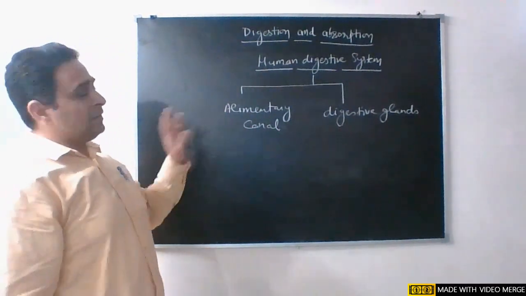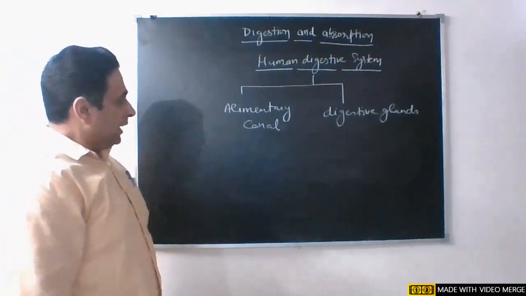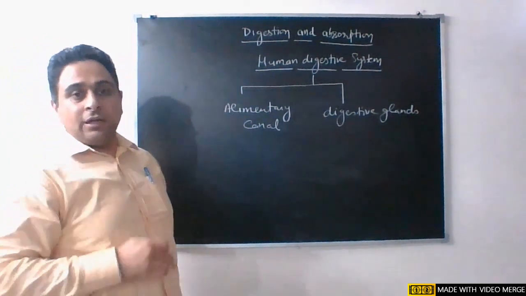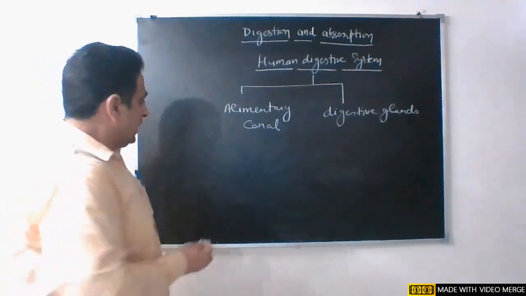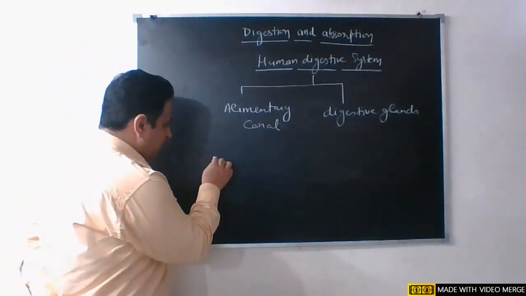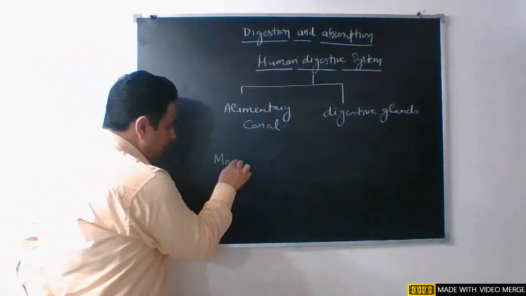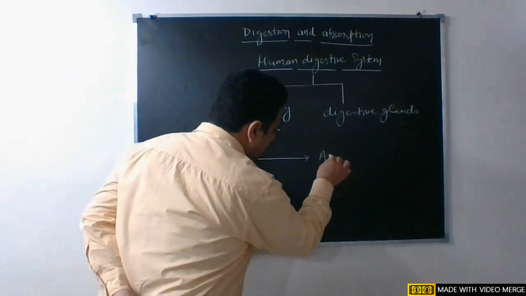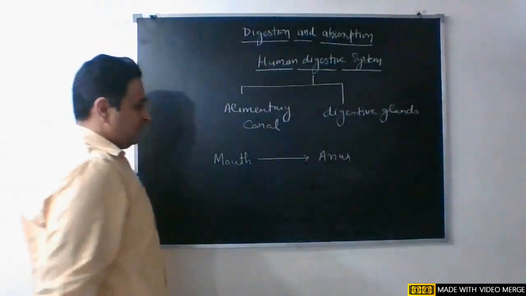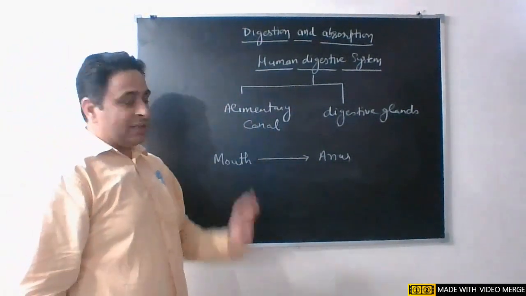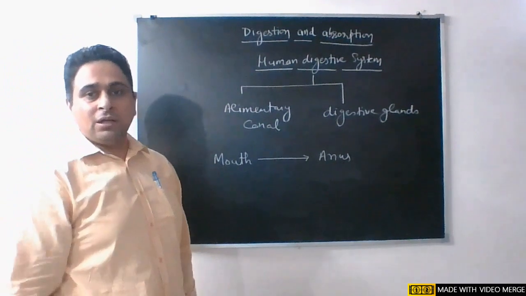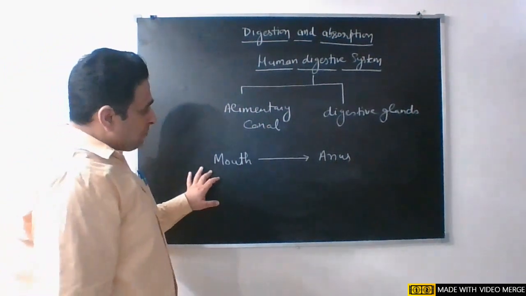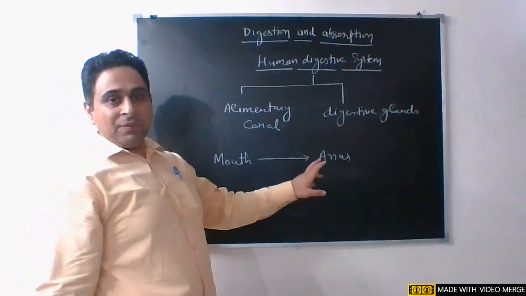First of all, let's start with the alimentary canal. As we know, students, the alimentary canal is a long tube. It is divided into many parts. It starts with the mouth and ends with the anus. So between the mouth and anus, there are a number of other parts. So let us note down the various parts that are present between the mouth and anus.